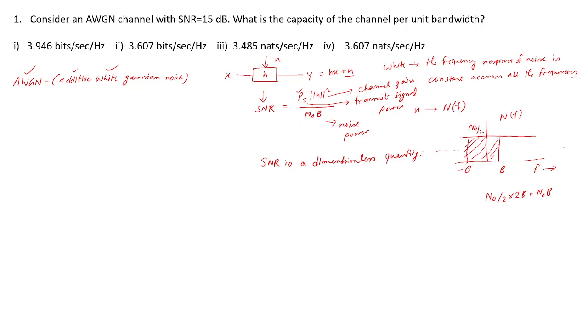Here N naught refers to the power spectral density, PSD, of noise. Let me write it down. N naught is the power spectral density of noise, its unit is watt per hertz. When you multiply N naught times B, B is in hertz, so N naught times B becomes watt. So numerator and denominator both have units of watts, therefore your SNR, which is the ratio between these two, comes out to be a dimensionless quantity.